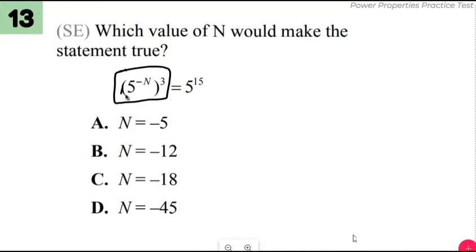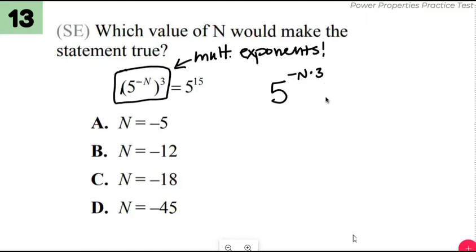If I have a power to a power, what do I do with my exponents? N or not, whether you have a number there or a letter or whatever, what do we do with the exponents? We multiply, right? So I would have 5 to the negative n times 3, right? We multiply our exponents. And that has to equal 5 to the 15th.